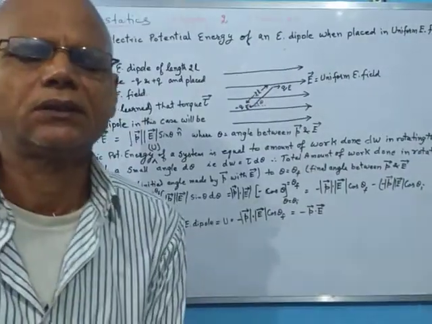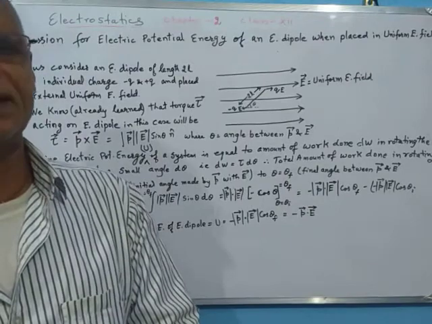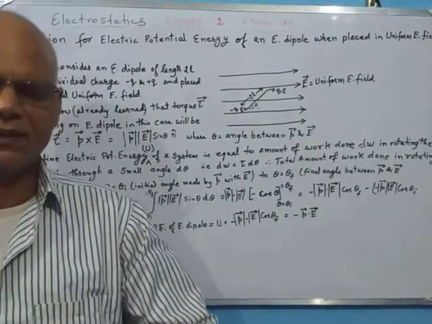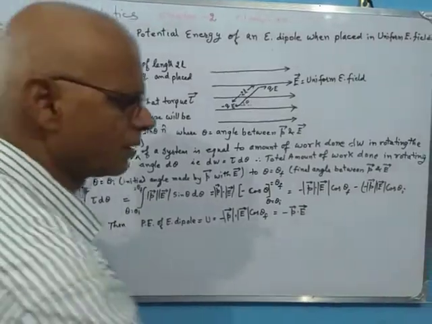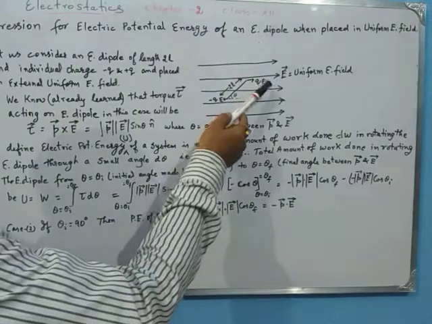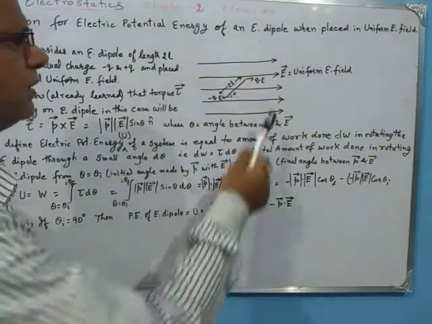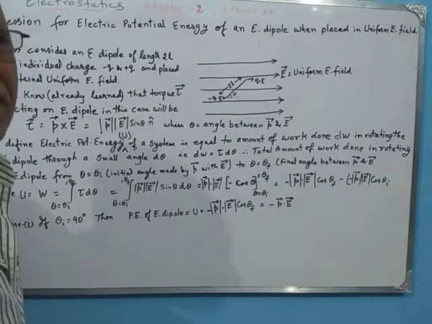Dear students, today we will talk about the potential energy of an electric dipole which is placed in uniform electric field. In this case, we have assumed that the electric dipole is having length 2L and each charge of the electric dipole is Q.